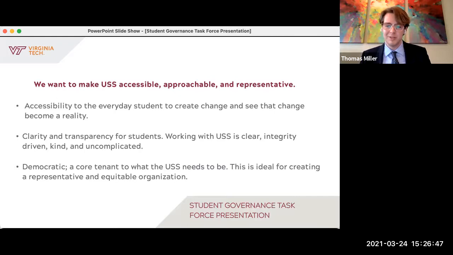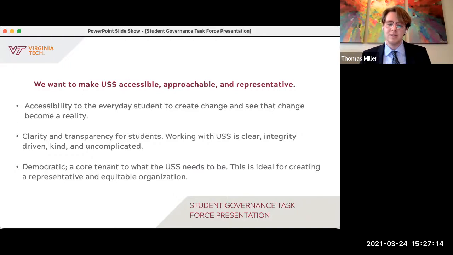Second is approachability. Clarity and transparency for students. Working with the USS should be clear, integrity-driven, kind, and uncomplicated. These are really core tenets to how we can get students engaged and positively driven, engage with the university and changing the university to what they think should be the new vision, the new Virginia Tech.